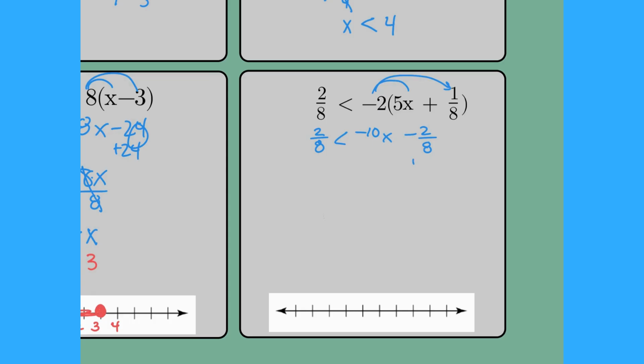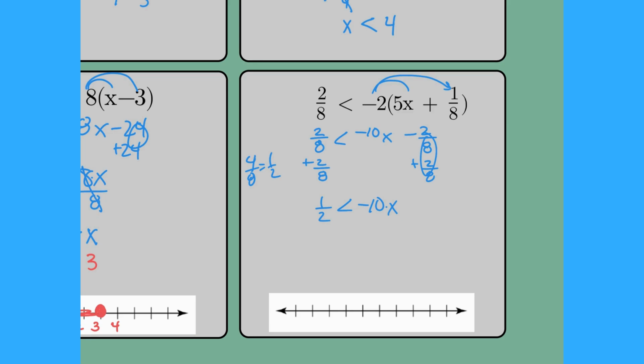Opposite of minus 2/8 is plus 2/8 on both sides to make that 0. 2/8 plus 2/8 is 4/8. Well, 4/8 is the same thing as 1/2. So we can say that's 1/2 is less than negative 10x.